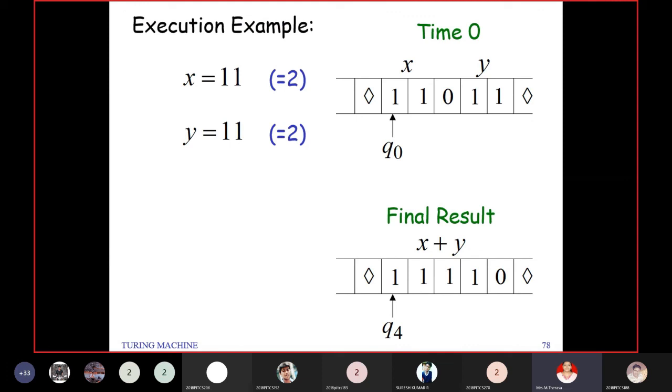So we'll see an execution example. x is equal to 1 1, which is used to represent the number 2. y is equal to 1 1, which is also used to represent the number 2. Okay, so the initial configuration: x and y should be separated with 0 and the initial state is q naught. In q naught, the machine points at 1. And this is the final configuration.